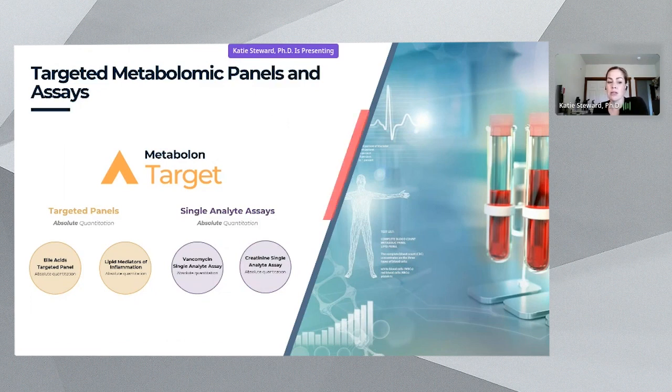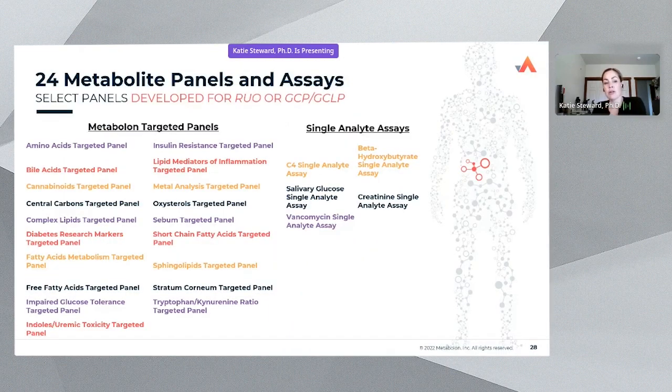We have some targeted panels as well that offer absolute quantitation. And I'll just pop up a list here. We have 24 different off-the-shelf methods that are offered. So if there's something more targeted or a more specific hypothesis that you guys are working with, then you're able to utilize one of our off-the-shelf panels and take a little bit more of a precision dive into what you're looking at and get that absolute quantitation for each metabolite on the panel for each of the samples that you submit.